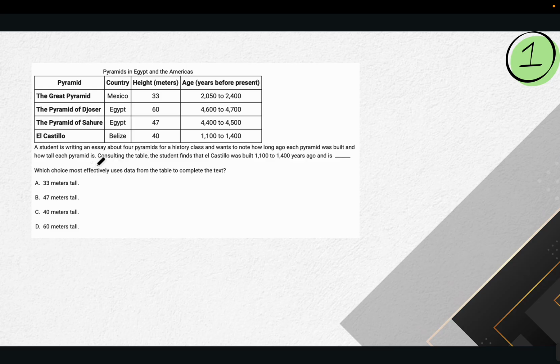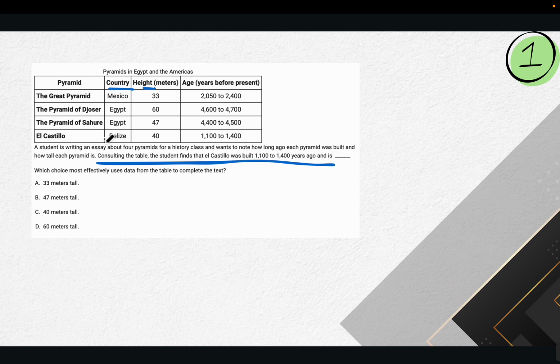So this question, we're going to be reading the last sentence just like every other question. We can see that from the table, the student finds that El Castillo was built 1100 to 1400 years ago, and we have to complete the sentence according to the table. To complete the sentence, we see that the only thing not given here is the country and height. We check the options over here to see if it's asking for the country or for the height. It's actually asking for the height.